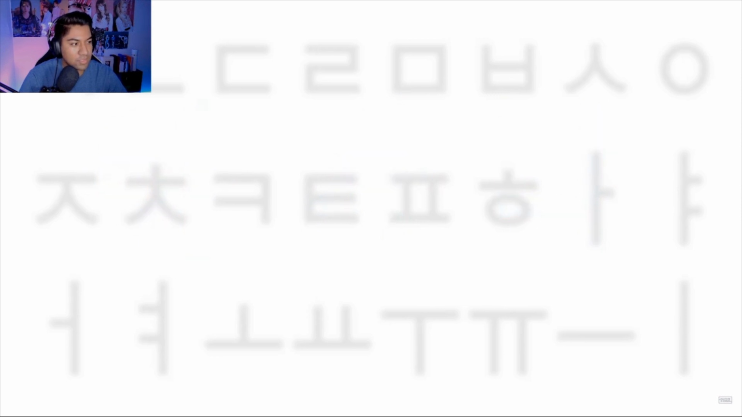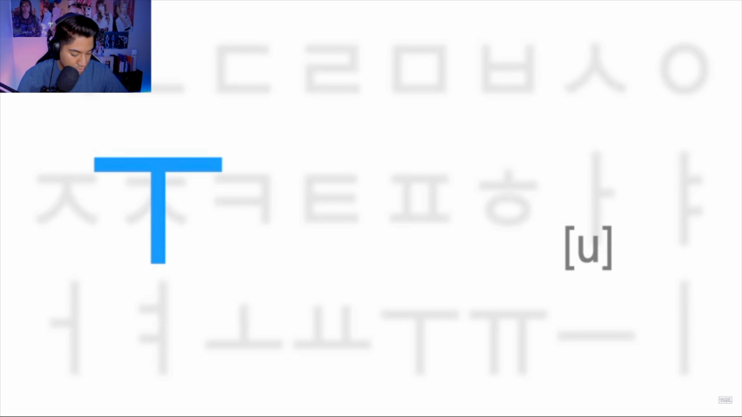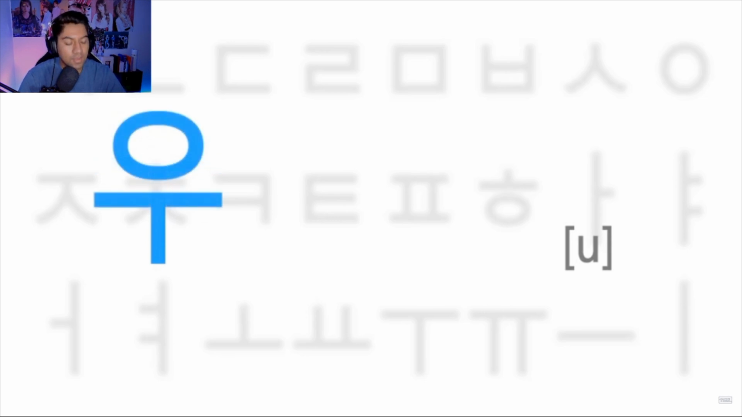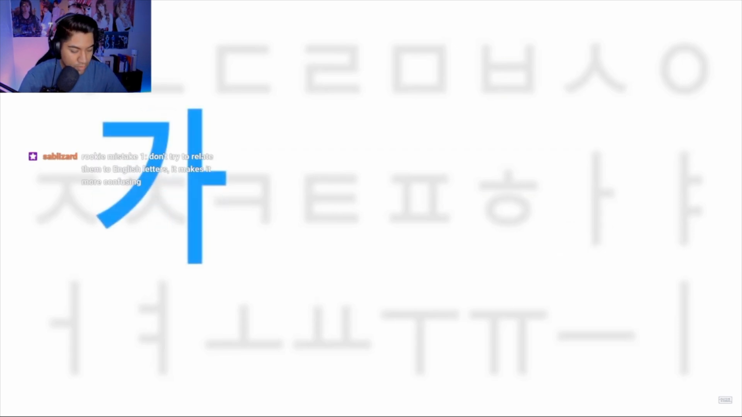And now let's learn one more vowel. This is U. Ooh. A long vertical line and a short line below. But in principle, in order for you to read it, it should be like this, remember? So this is U.